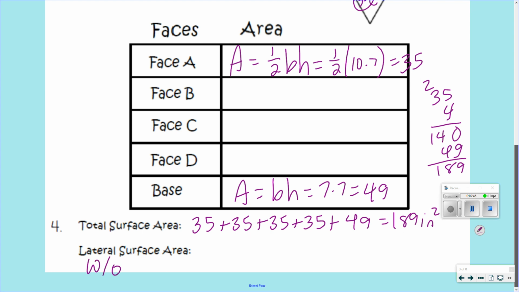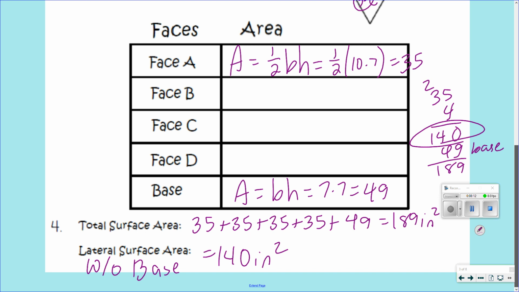The base. So, do I really need to do any more work, or can I find the lateral right here? Where's the lateral? It's the 140. That's exactly right. It's before I added, remember this 49 was the base, so that 140 was the lateral. Remember we talked about this yesterday, that the lateral is part of the total. The lateral will always be smaller than the total.